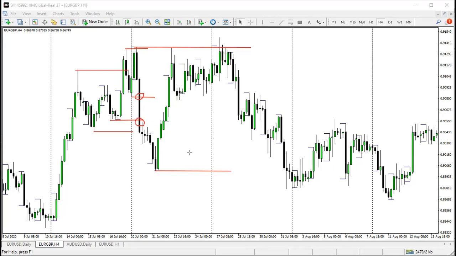But then they failed to go lower or to go higher. And now it was a complex pullback. So this is now the complex pullback. So the big structure is this one and this one. So all of this that's happening inside this high and low, that's our complex pullback.